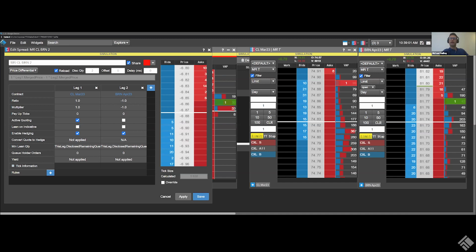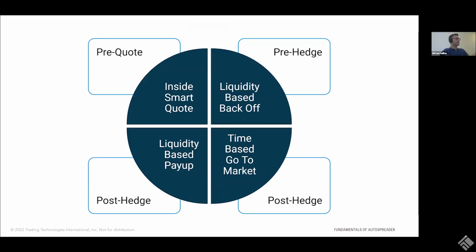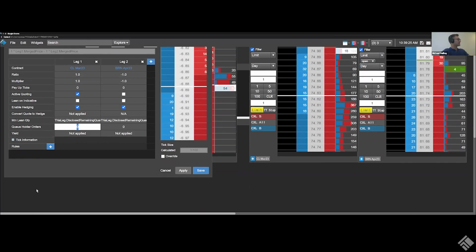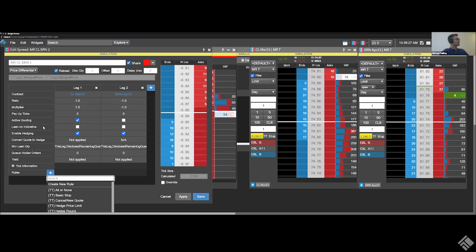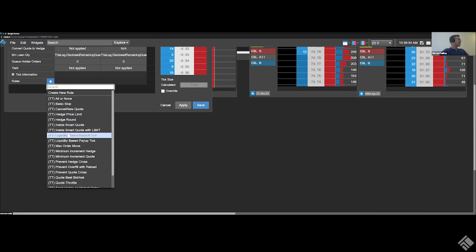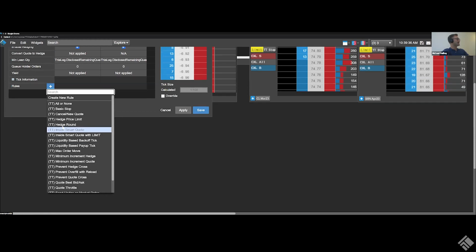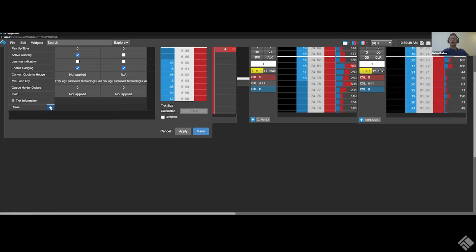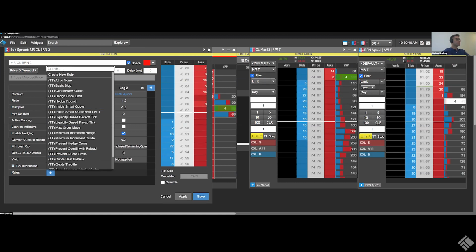And let's take a look at, back to our slides here. So we have certain rules that we can apply to our auto spreader so that we can get some desired behavior in order to improve our experience and achieve the spreads as we see fit. So when we go to our config, last line here is going to be rules. We click on the plus sign. We'll see that there are a number of various rules that we have here. We're just going to touch on a few of them today. However, actually first let's just do inside smart quote.